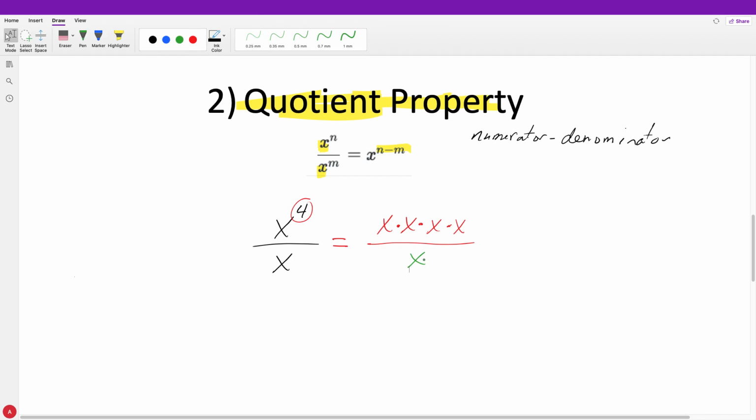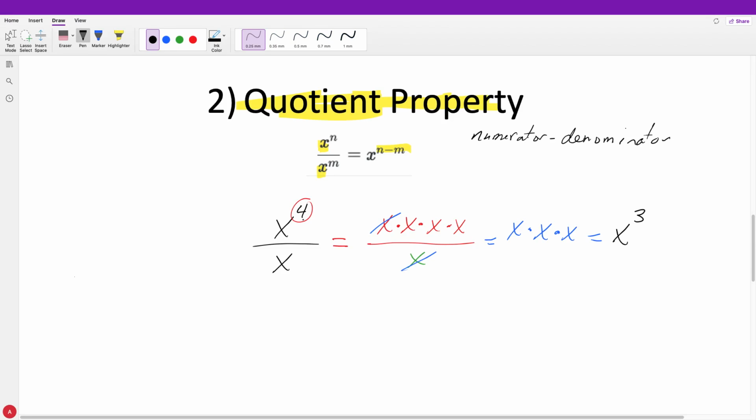Well, you have learned before that when you are multiplying and dividing by the same number, that they cancel each other out and are equal to 1. So I could cancel or cross these x's out to simplify. And now I'm left with x times x times x, which we know we can rewrite as x to the 3rd power, because we are multiplying that x 3 times.